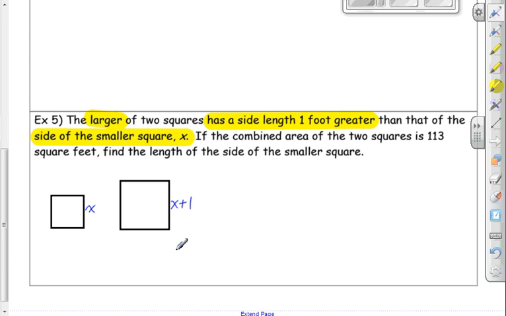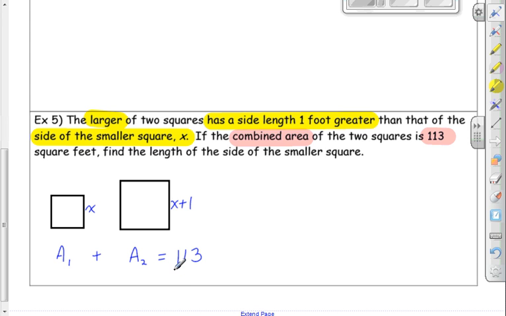We can define that relationship by adding 1 to the original side length. So our binomial side length for the larger square would be x plus 1. They go on to tell us that the combined area, so that's important, not just the area of one of these, but the area of both of them. So I'm going to use some subscripts here. I'm going to say area 1 for this square plus area 2, so A sub 2 for this square, must equal 113 square feet.